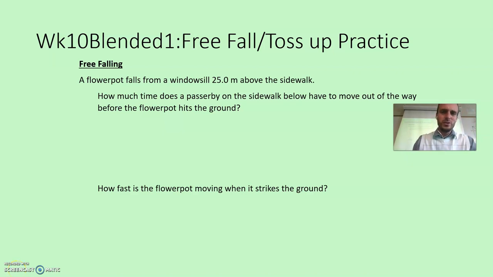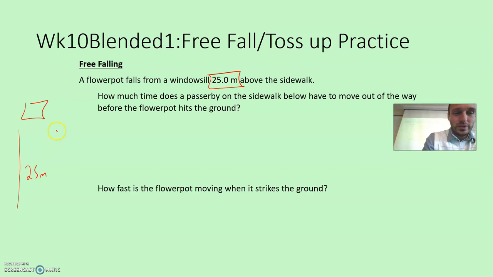It's Mr. Simkins here with some free fall, but also toss-up problems. So let's recap some of that free fall stuff that you learned in the last lesson. We have 25 meters here, and it says a flower pot falls from a window 25 meters above the sidewalk. So that's 25 meters. Now, in math class, this would be called the x-axis, so this would be the y-axis, and we say y is how high. In other words, the variable that we use for vertical distance is 25 meters.